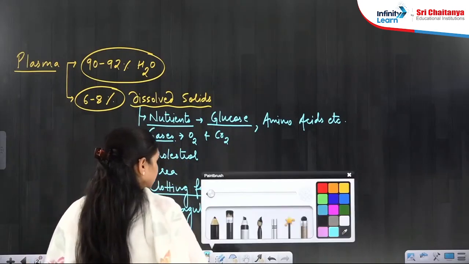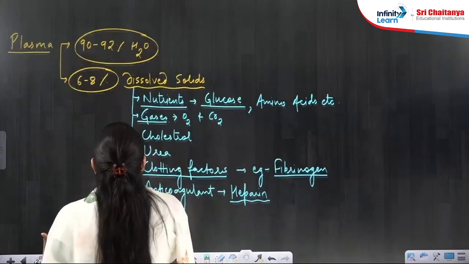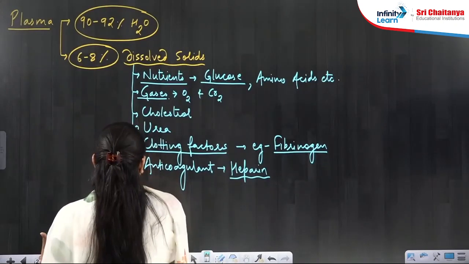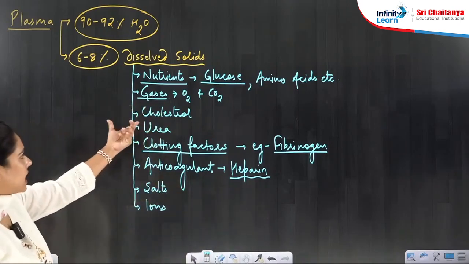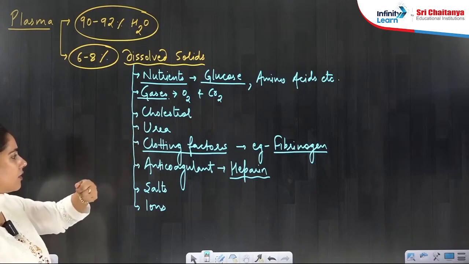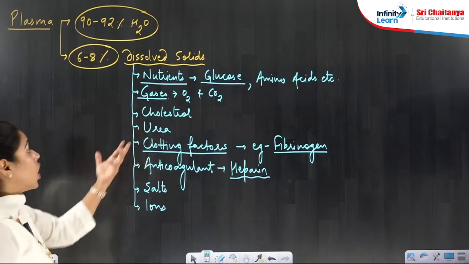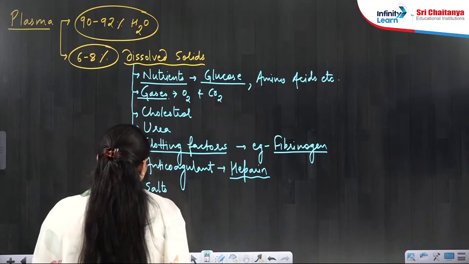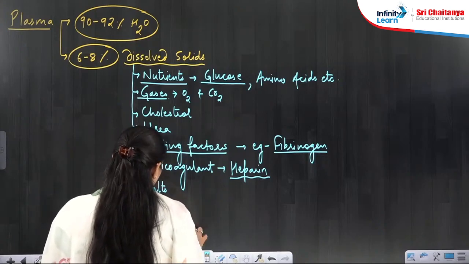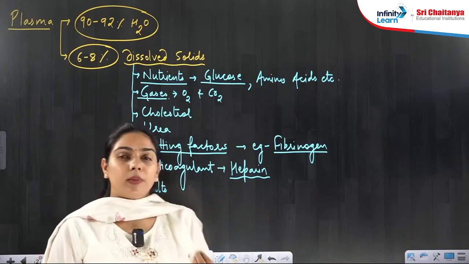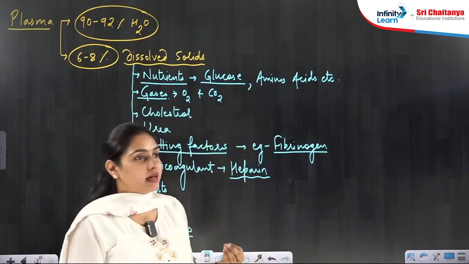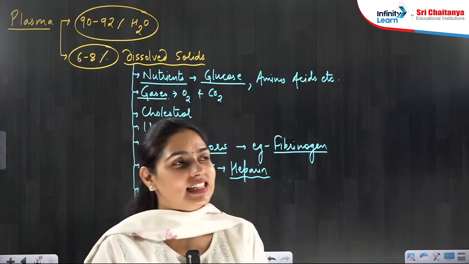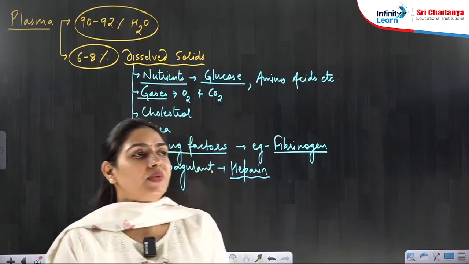Then electrolytes are there. What else is there, beta? Salts are there, ions are there. So nutrients, gases, cholesterol, urea, clotting factors, anticoagulant, hormones, very, very important. Hormones are also dissolved. You have so many endocrine glands which are secreting the hormones. Yes, Viber, you were the first to tell the correct answer. Mast cell. Yes, beta.